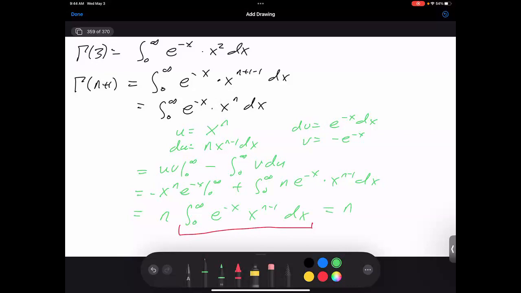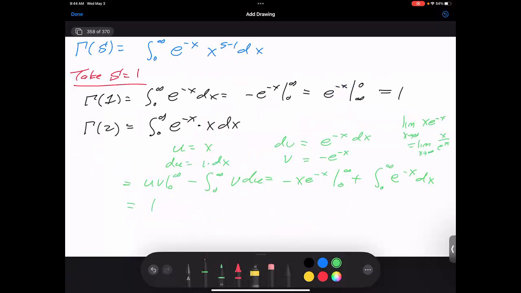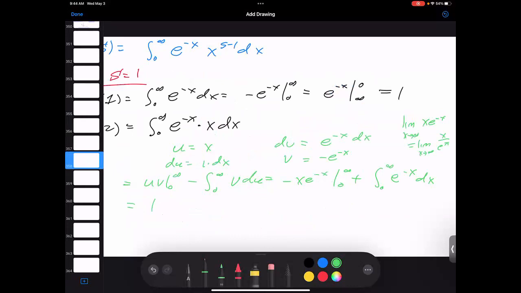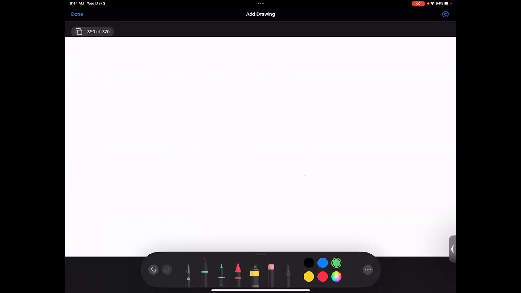That's our definition of gamma of n. How did we define gamma? Where is it? It's the integral of e to the negative x, x to the s minus 1 dx. What we just showed is gamma of n plus 1 is n times gamma of n. So let's record some things. So we have gamma of n plus 1 is n gamma of n. We know gamma of 1 is 1, gamma of 2 is 1.